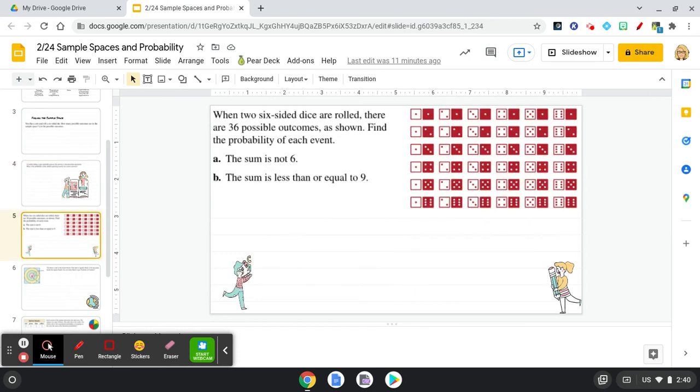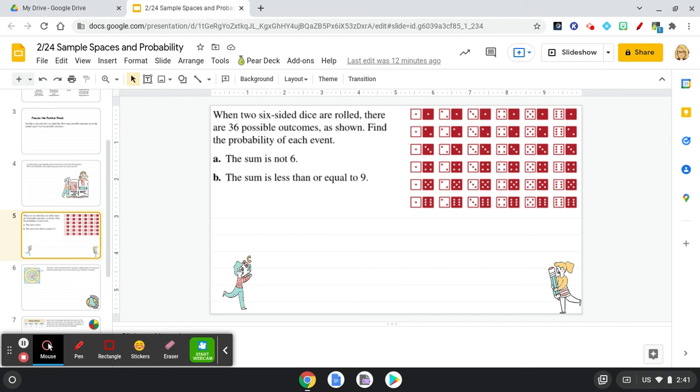All right, when 2 6-sided die are rolled, there are 36 possible outcomes. They're all shown to you. Find the probability of each event. The sum is not 6. So this is what's called a complement. So the probability of A happening and the probability of not A happening together make 1. So either A happens or it doesn't happen. Together, they are the probability of 1.